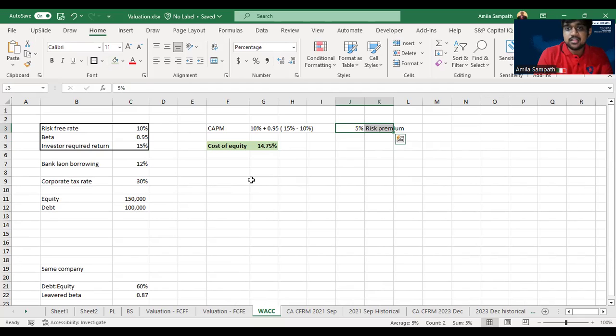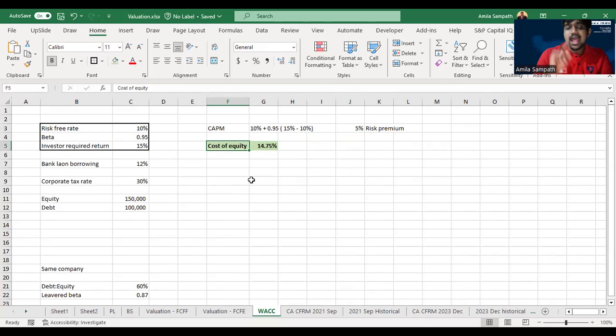Simply, you can multiply this 5% by 0.95 plus 10%. Then you can get our cost of equity as 14.75. In some cases, your examiner can give the risk premium directly rather than the investor required return. Okay, this is the simple way of calculating cost of equity.